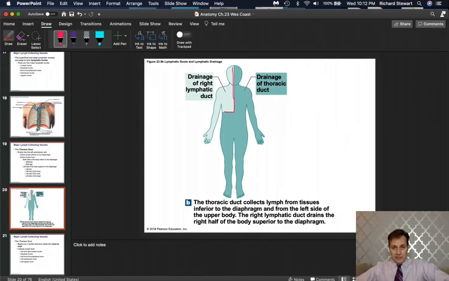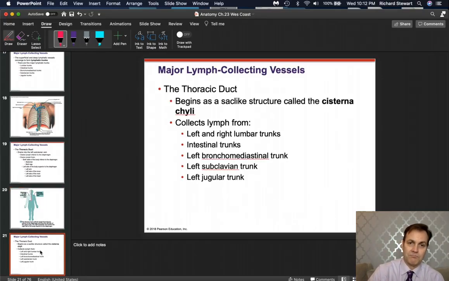Everything else, both your legs, your abdominal region, all that stuff drains into your left thoracic duct, and then goes into your left subclavian vein. Okay.